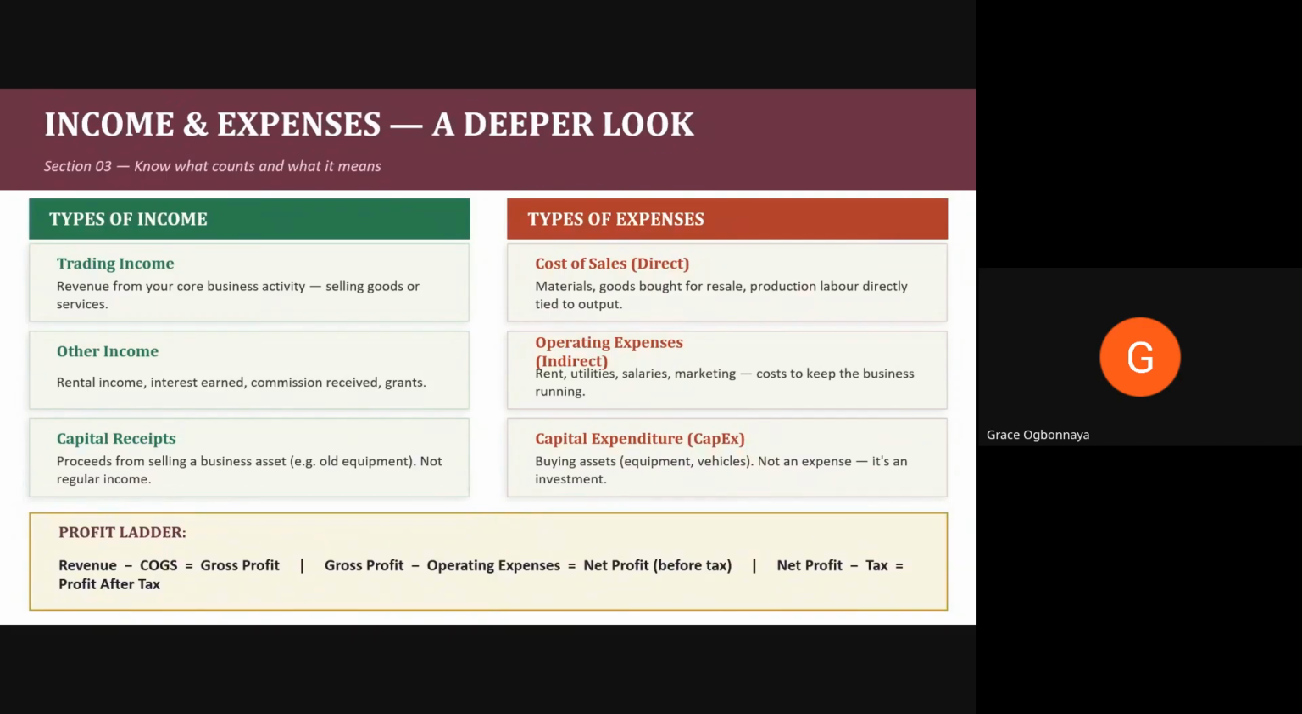Then capital receipts. Capital receipts is basically when you sell one of your business assets. Maybe you have a machine that is old and you sold it, that money, you disposed of it.